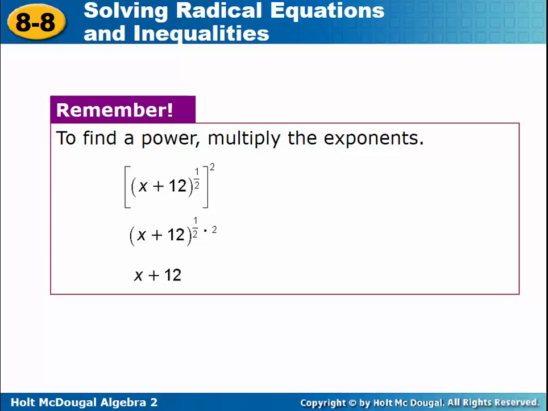Okay, so we're moving on to the second part of your worksheet, which is when you have fractional exponents, exponents that are fractions. To undo a fractional exponent, multiply by its reciprocal. So if we have x plus 12 to the 1/2 power, we can raise all of that to the second power. And the rule is when you raise a power to a power, you multiply. 1/2 times 2 is 1, so we just end up with x plus 12.